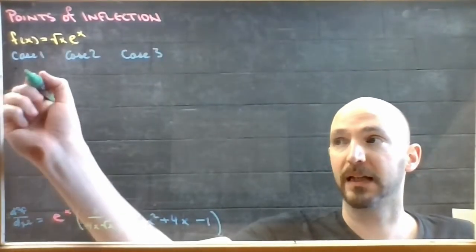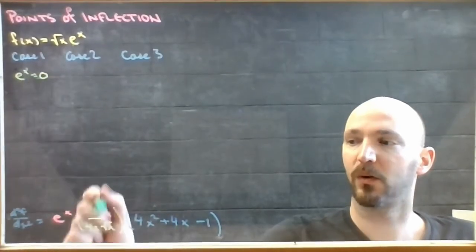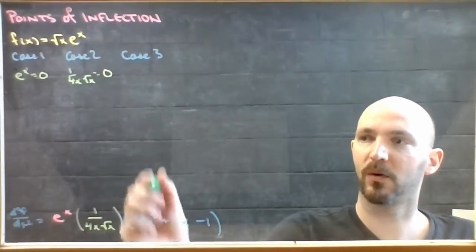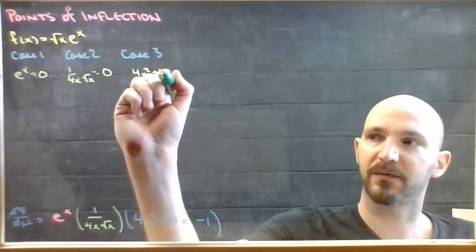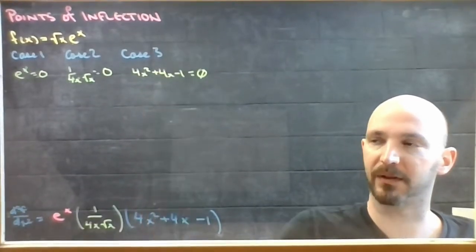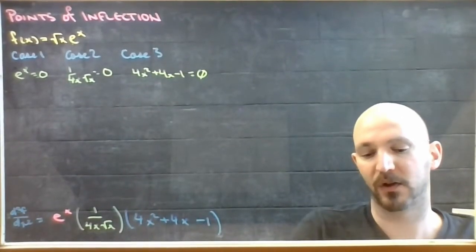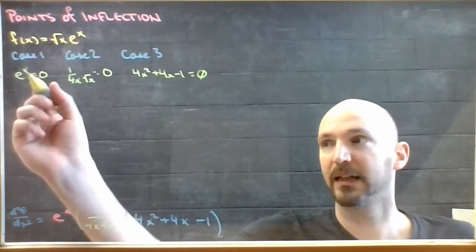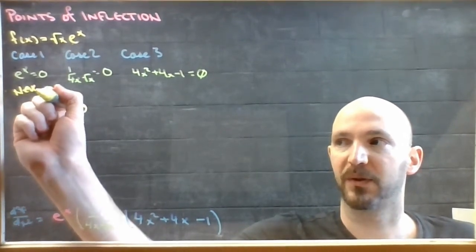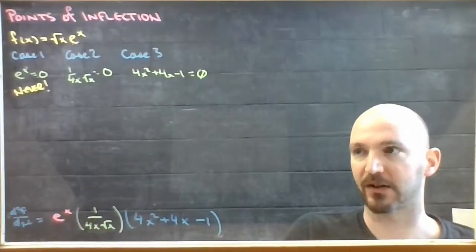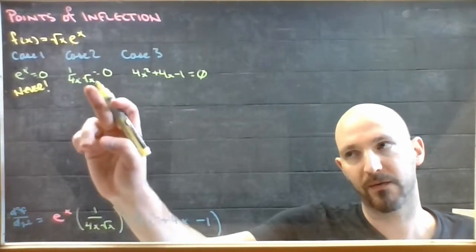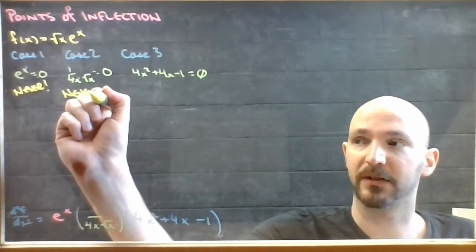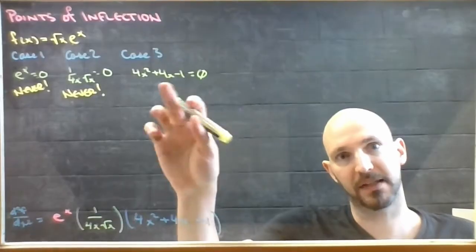So case 1, e to the x equals 0, or 1 over 4x root x equals 0, or 4x squared plus 4x minus 1 equals 0. I think you're hopefully getting the routine here for how this works. This thing is never equal to 0, so you don't even have to do any work. You can just scratch that one out. If you have only things in the denominator, that can never equal 0 either. So don't even worry about it. Never! Exclamation point. Now this thing is interesting.